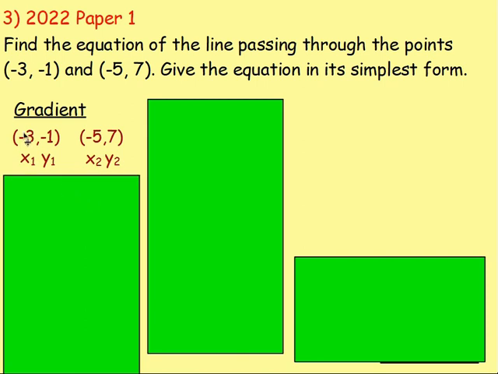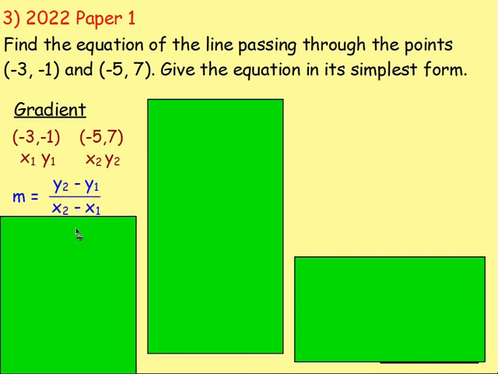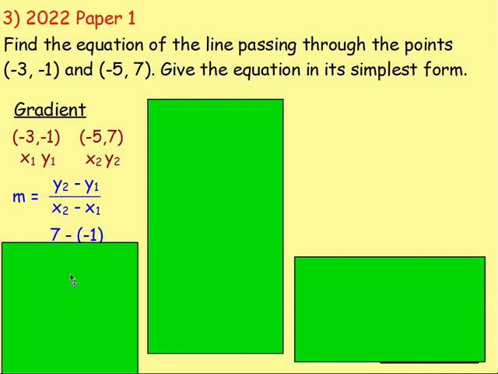Just remember, for the points, you've got an x value and a y value. And for this point here, an x value and a y value. I'm calling this point 1, so x1 and y1, and I'm calling this point 2, so x2 and y2. The equation is m for gradient equals y2 take away y1 over x2 take away x1. So if you sub these values in, you will have y2 take away y1 as 7 take away -1. And x2 take away x1 will be -5 take away -3.